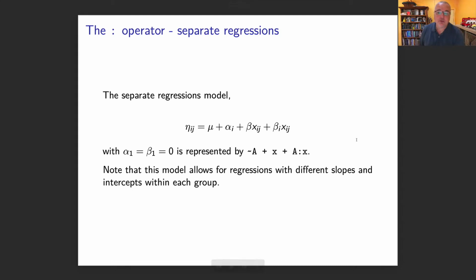And you've seen this before with the separate regressions. In our separate regression, we've got the intercept for level 1 plus the extra intercept for each of the other levels. You've got the slope for level 1 plus the extra slope for each of the levels. And the way we do that is we go tilde A plus X plus A colon X.